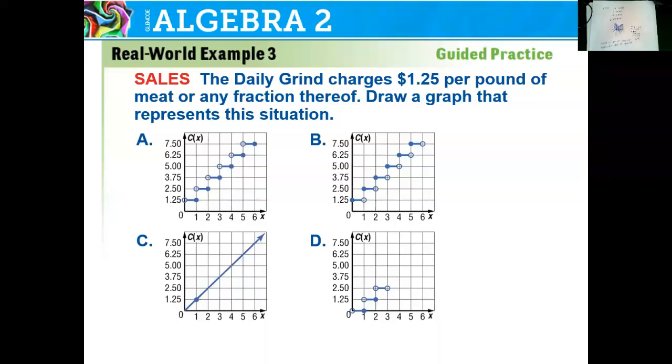So we can eliminate a couple of these graphs. We can eliminate graph A because that's more of a 0 situation. We can eliminate graph B because that's more of a rounding down situation. We can eliminate graph C because that's a linear one and it takes into account the price of 1.5 pounds. Since it's per pound or any fraction thereof, we're dealing with whole numbers.